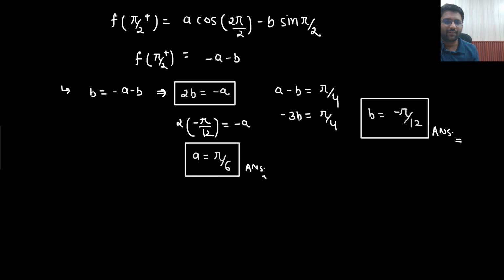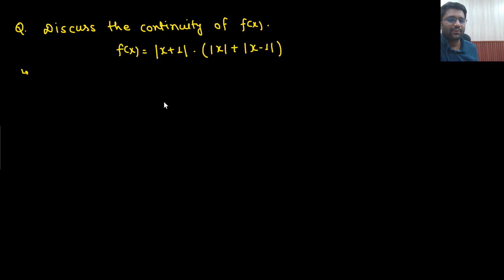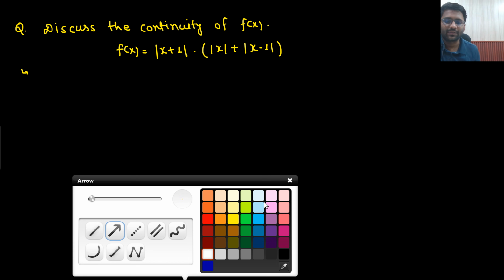All these questions are very straightforward if your concept of limits is clear. So differentiability and continuity, both topics are related with the limits only. Everything is related with limits only. Okay. Let's solve this question. Discuss the continuity of f(x), which is mod of x plus 1 multiplied with mod of x plus mod of x minus 1. First let me know, can you draw the graphs of these functions?